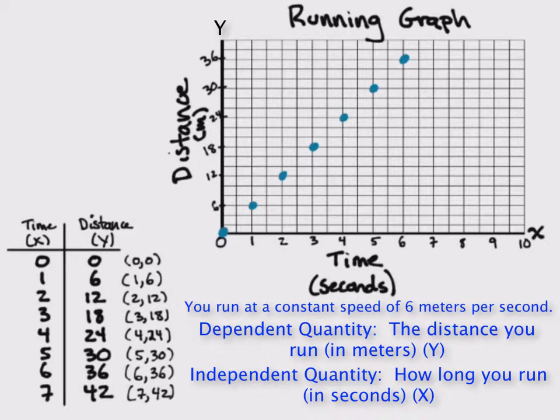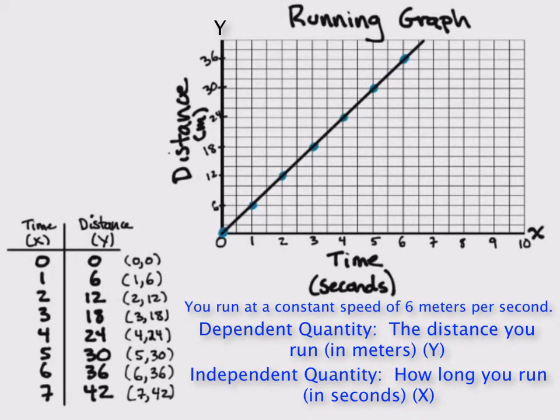All right, once again, all our points happen to be on a nice line, which makes sense because you're running at a constant speed, so every second that goes by, you're going another 6 meters, so they should be in a line. But the question now is, is it appropriate or is it not appropriate to connect these dots?